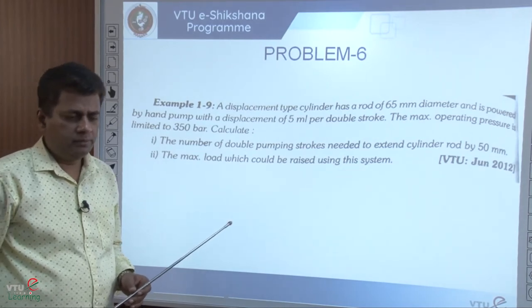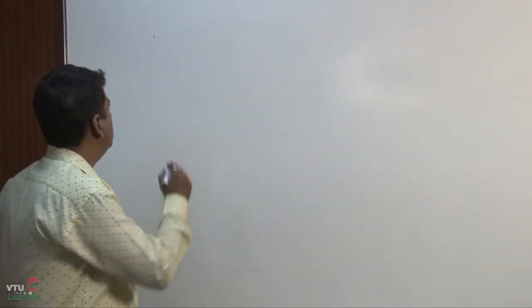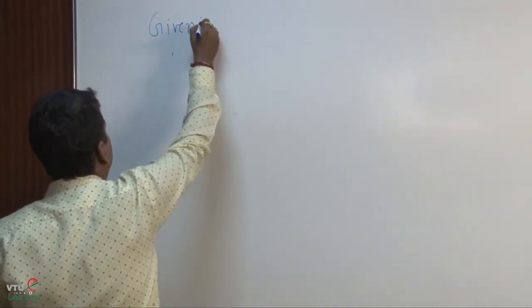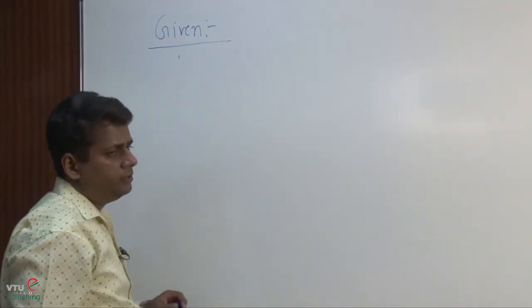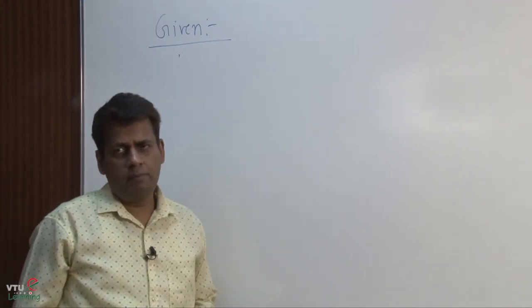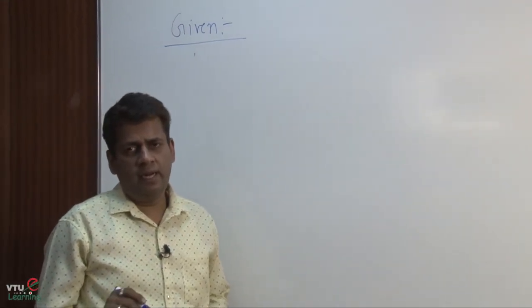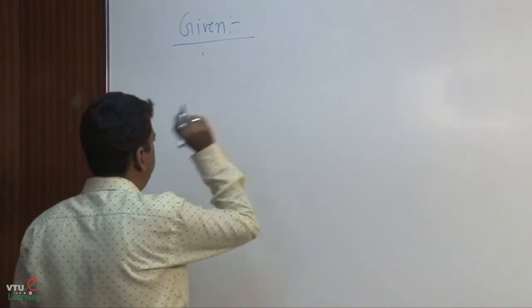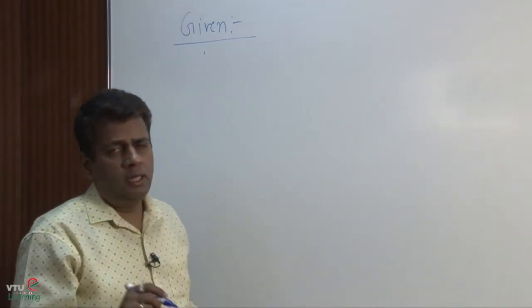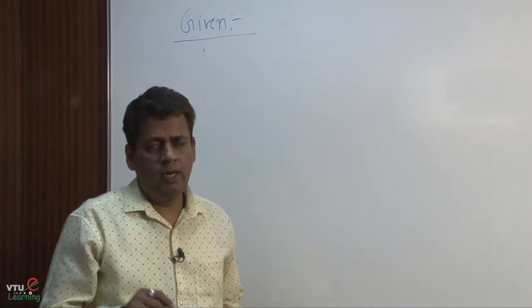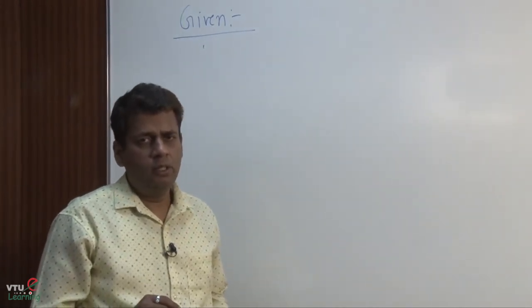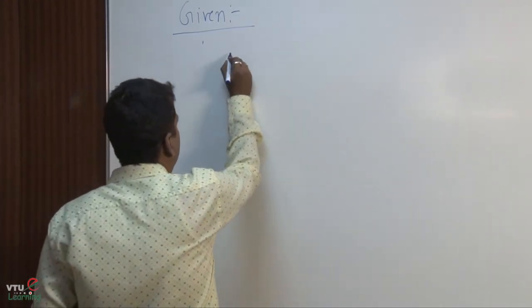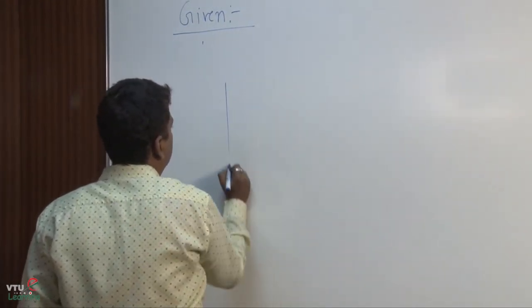So let us solve this. As usual, let us visualize the pump, right? He says that it's a hydraulic pump. It is having a cylinder and a piston, but it is manually operated. Something you can visualize like the bore well. A bore well in any village or town is also a manually operated pump. So I can visualize this.